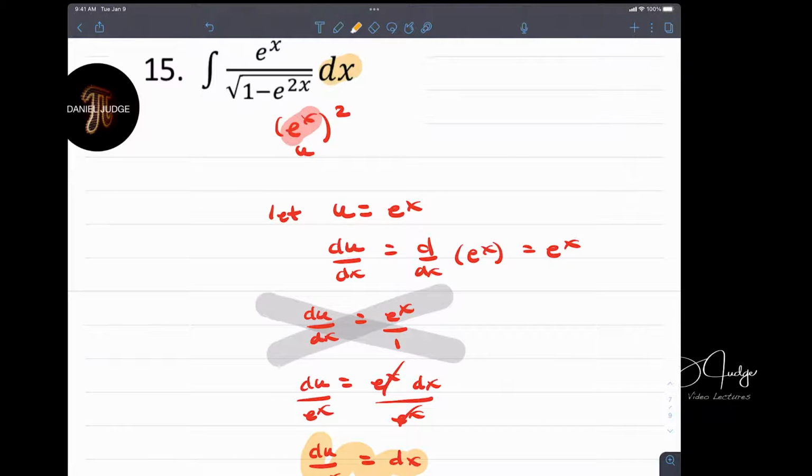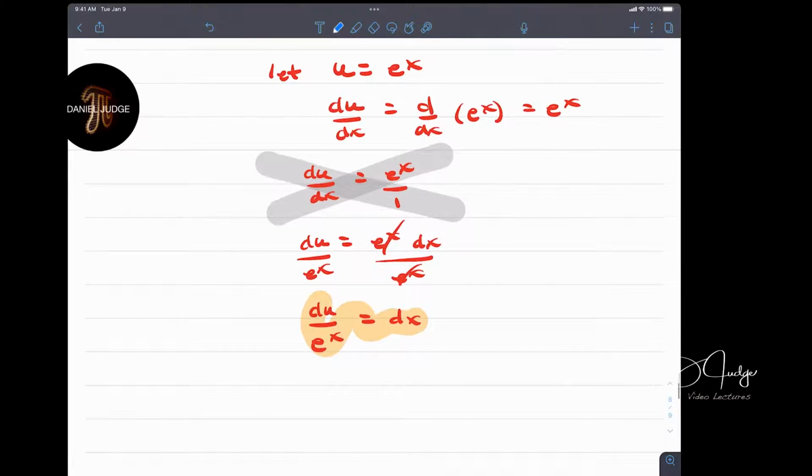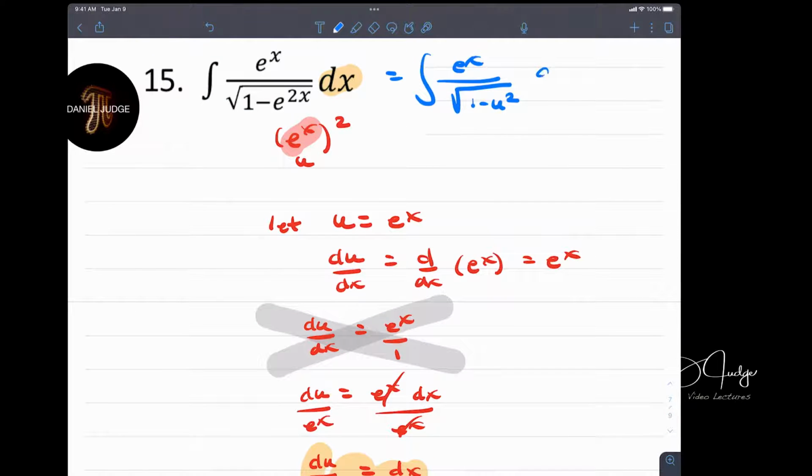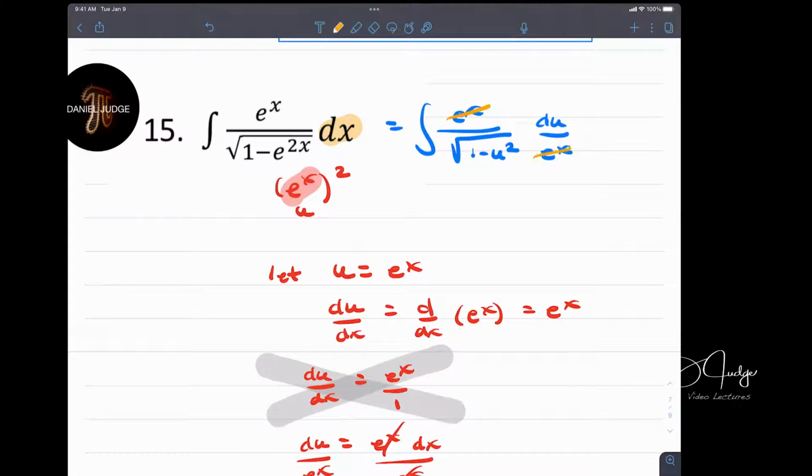So there's that dx. Okay, so when we do our substitution, we have e to the x here over square root 1 minus that u squared, because e to the 2x is e to the x squared, right? So, okay, now we know what is dx. It's going to be du over e to the x. So du over e to the x. So I get to cancel. And you end up with the integral 1 over square root 1 minus u squared du.